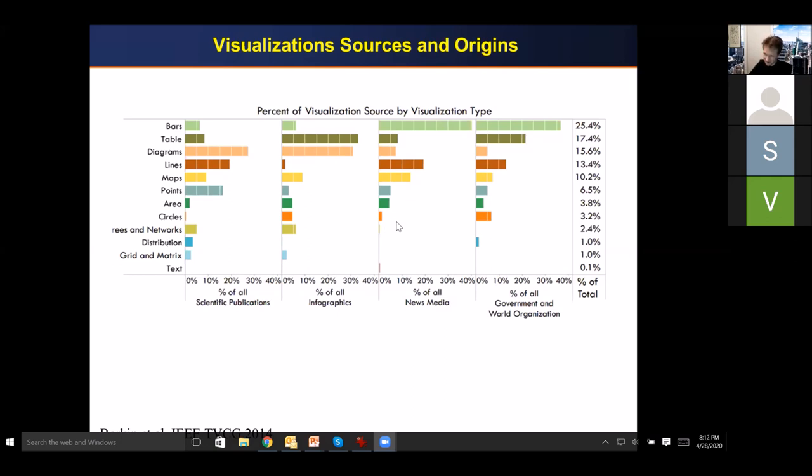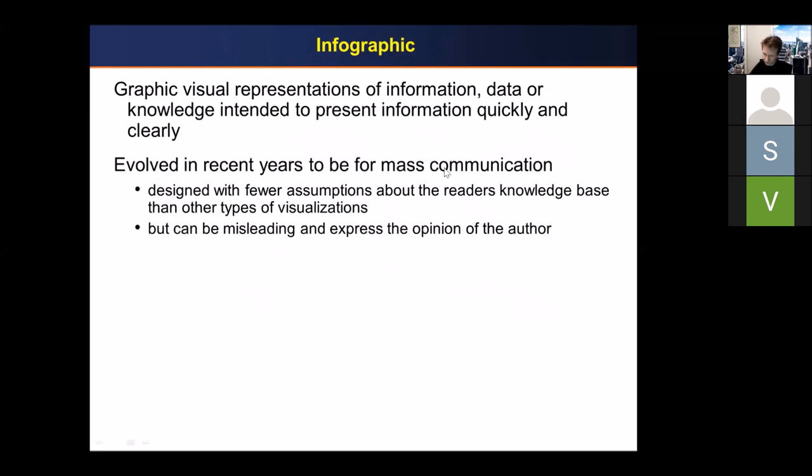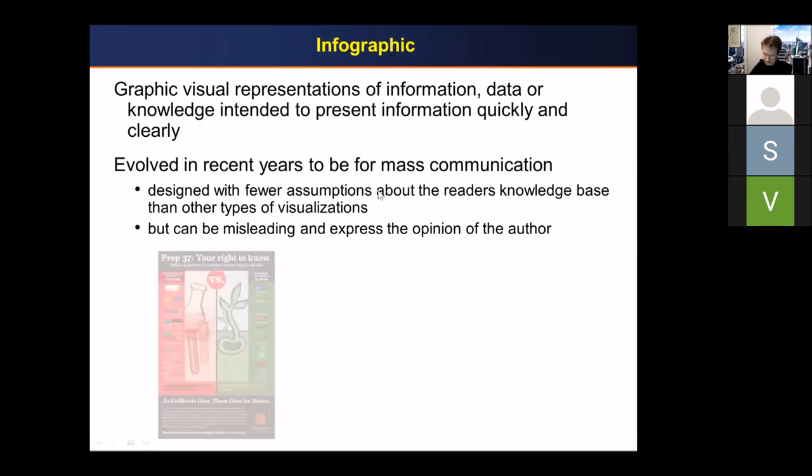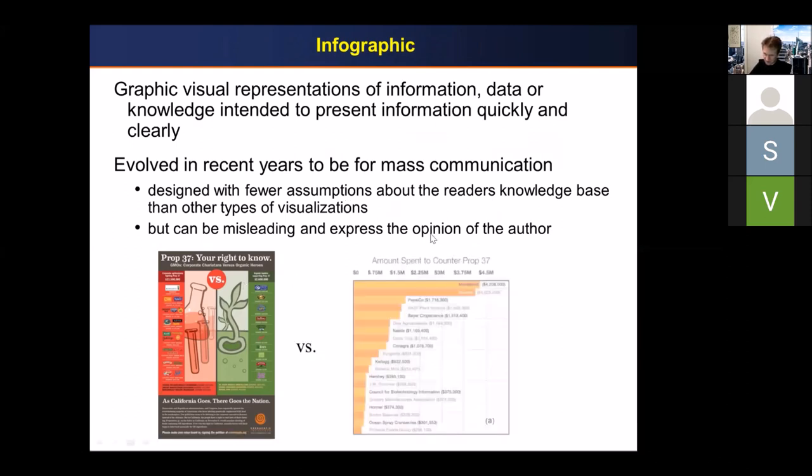These are also studied by Borkin. They analyzed a ton of these kinds of data sets and reports to figure out what is there. Okay, so it should be presented quickly and cleanly, and this is infographics. We talked about infographics last time. It's entertaining, but it still expresses the opinion of the author, right? This is the infographic.